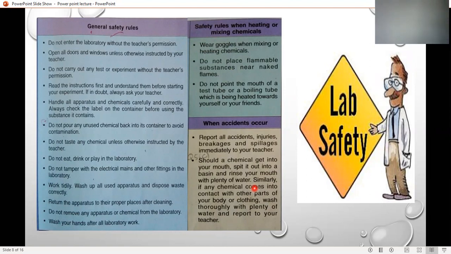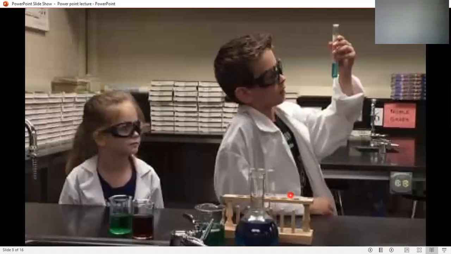You can't get chemicals into your mouth. If it happens by chance, spit it out at once in the basin and rinse your mouth with plenty of water. Just rinse your mouth again and again, okay? And ask your teacher about the incident that happened.